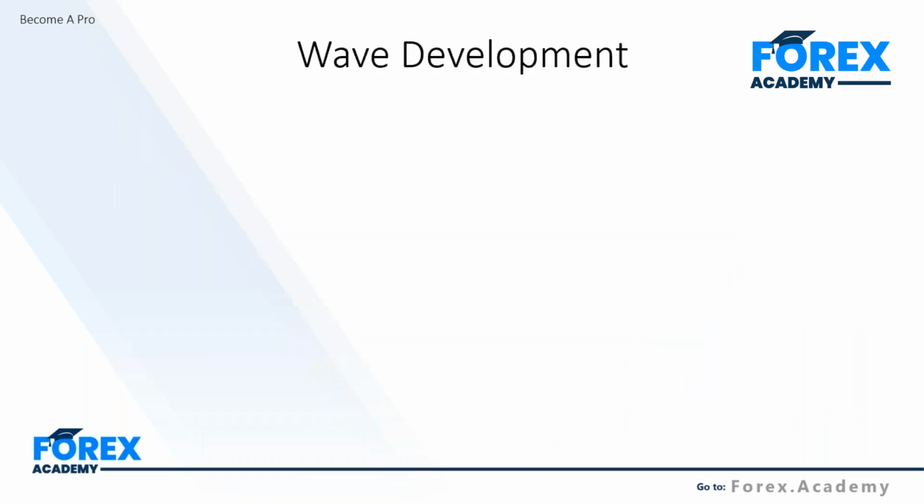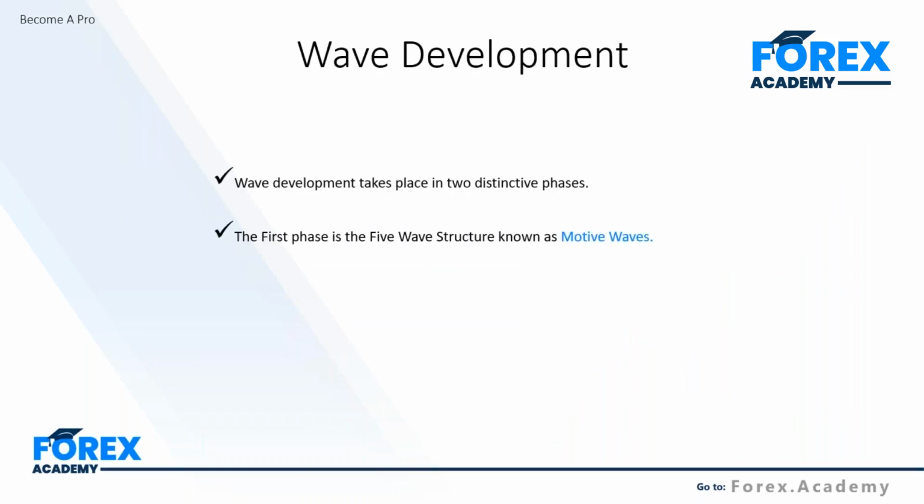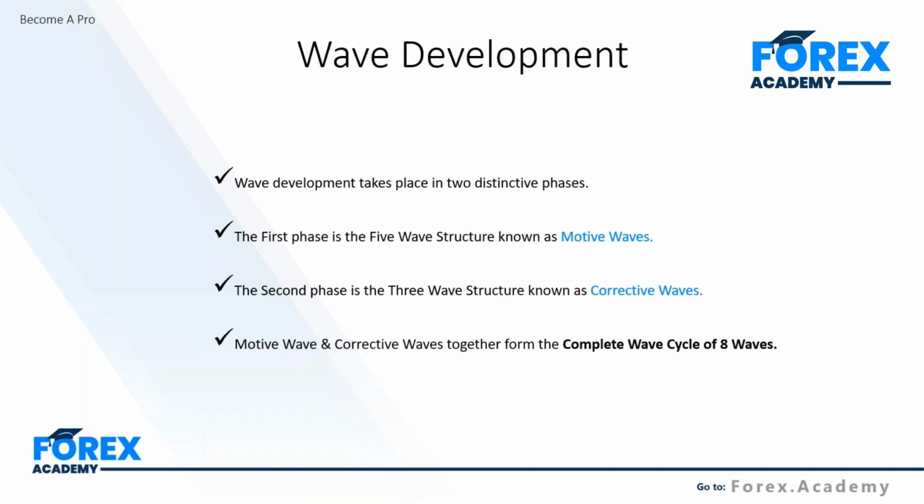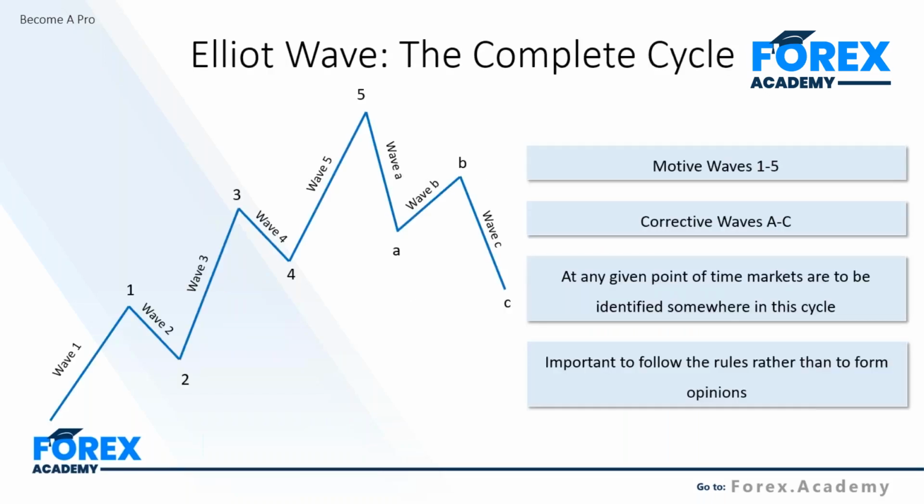So let's move across. There is wave development within the wave theory, okay? Wave development takes place in 2 distinctive phases, and we've looked at one of them. The first phase is the 5-wave structure known as motive waves. So this is the motive of the market moving. The second phase is the 3-wave structure known as corrective waves. Motive waves and corrective waves together form the complete wave cycle of 8 waves. And this is what we have on screen here, our 8-wave cycle. This is the complete Elliott wave cycle, okay?